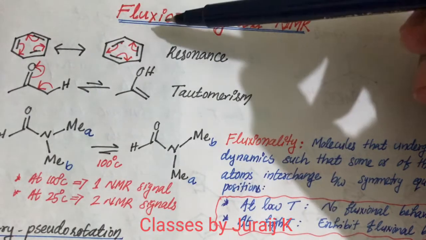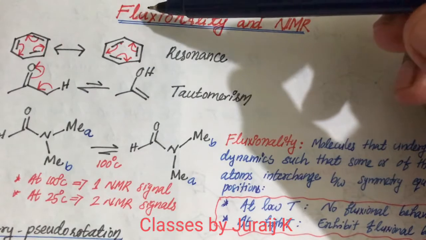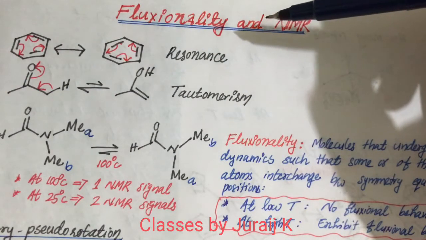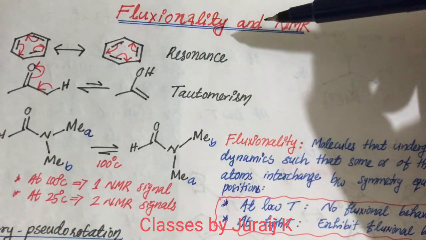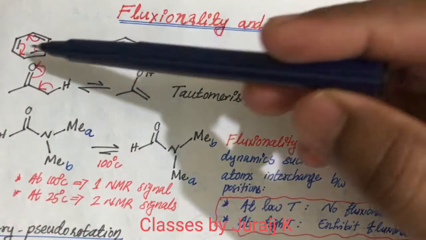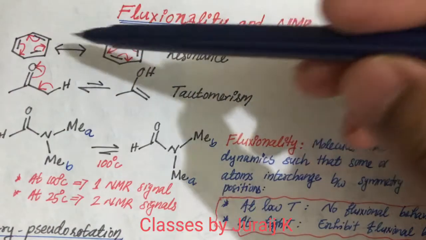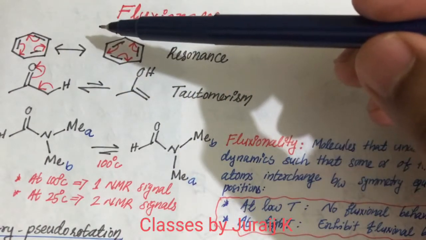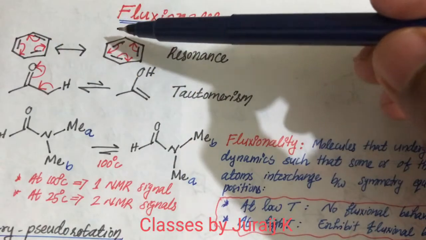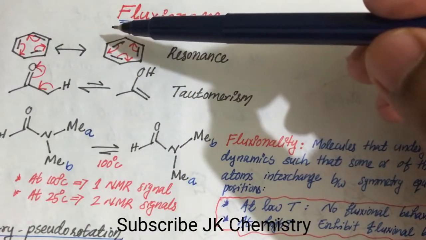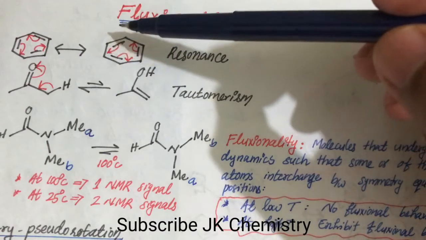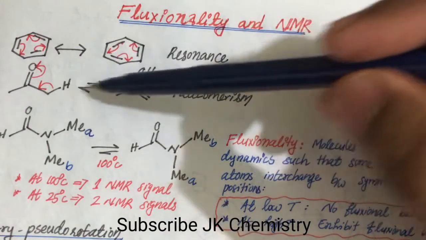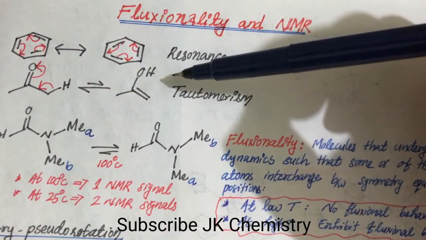Hello, today we are going to discuss a new topic, fluxionality and NMR. What is fluxionality, or what is fluxional behavior? Before that, we know that resonance is a delocalization of pi electrons. Moreover, in resonance there is no change in the relative positions of atoms or groups. And this we know as tautomerism, right?